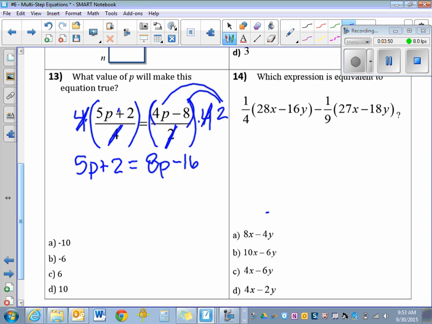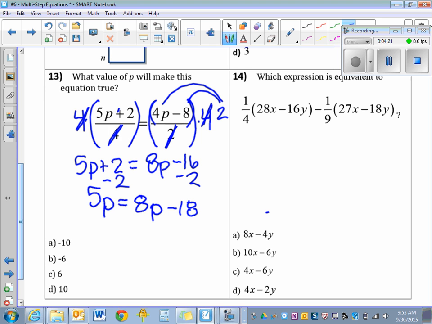So right now, we have positive 5p, so we could subtract this entire term over. We have positive 2, we're adding 2, so we could subtract 2 over, or we could subtract 8p over, or add 16 over. What do we want to do? What do you guys think we should do? Subtract the 2? Sounds good. Alright, so if I subtract my 2, then I get 5p equals 8p minus 18.